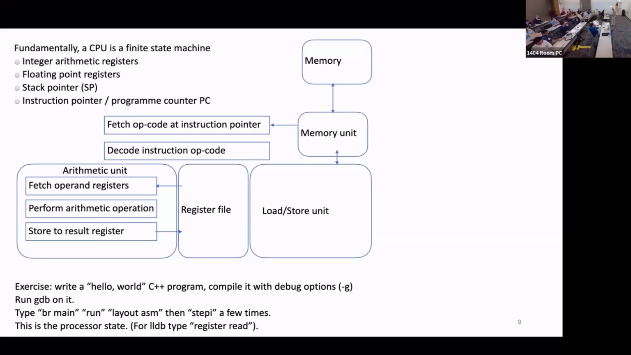So an exercise which would be entertaining for people to do is get a system that has GDB, not a Mac. Mac doesn't actually use GDB. It calls it GDB, but it's really LLVM and LLDB underneath. Run GDB, set a breakpoint in main, type layout asm, and you will see all of these registers. That is the definition of what is the state of this finite state machine, right?